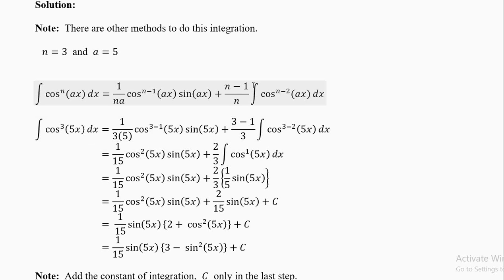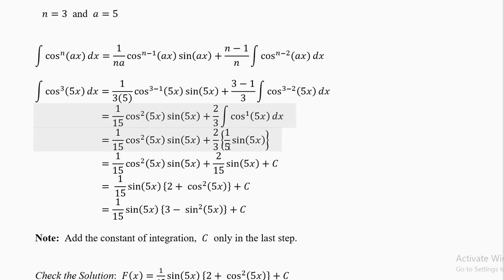Now look at the integration part carefully. It is n minus 1 over n, 3 minus 1 over 3, which is 2 by 3. Do not make any mistakes in these numbers. Sometimes we make a mistake. Inside you have cos power n minus 2, 3 minus 2 is 1, you have cos power 1. Integration of cosine is plus sine over the number, 1 over 5 sine 5x. Open the bracket, 2 by 3 into 1 by 5 will give you 2 by 15. I am using so many brackets so that we do not make any mistakes. The brackets can be removed.